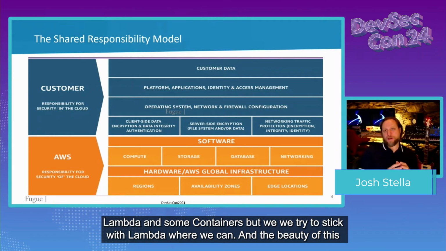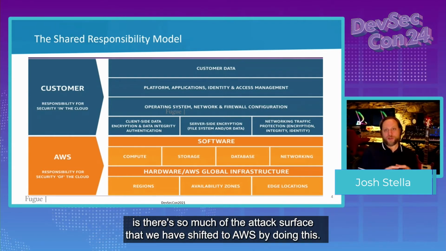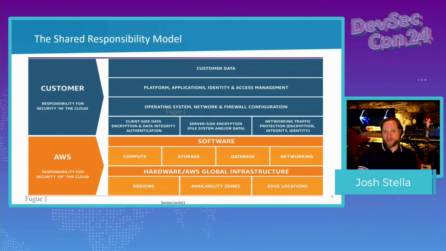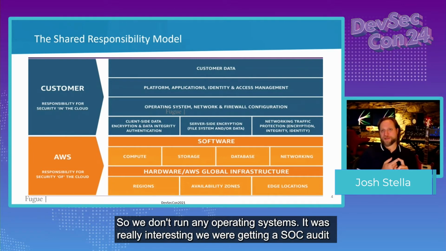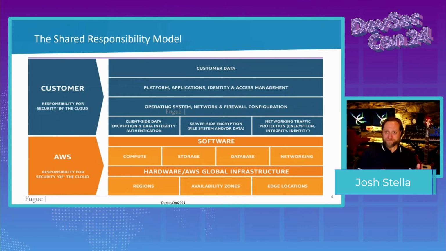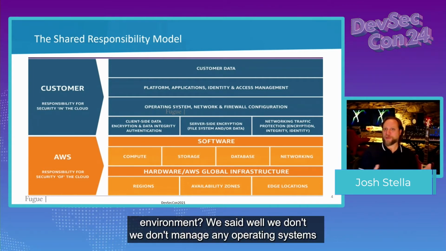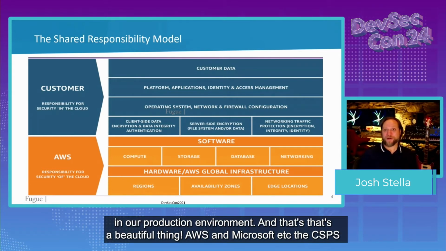And the beauty of this is there's so much of the attack surface that we have shifted to AWS by doing this. So we don't run any operating systems. It was really interesting. We were getting a SOC 2 audit, and they said, how do you patch your operating systems in your production environment? We said, well, we don't manage any operating systems in our production environment. And that's a beautiful thing.